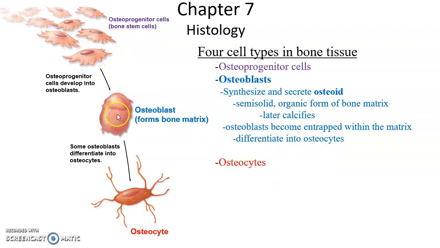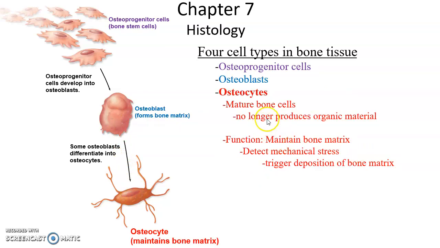So osteoprogenitor cells become osteoblasts. Osteoblasts, when surrounded by bone tissue, become osteocytes. And osteocytes are mature bone cells. They do not produce organic material, but they do help to maintain healthy bone tissue. They are aware of mechanical stresses to bone tissue, and if there are mechanical stresses, they then send out signals that trigger osteoblasts to produce more bone matrix in those areas.